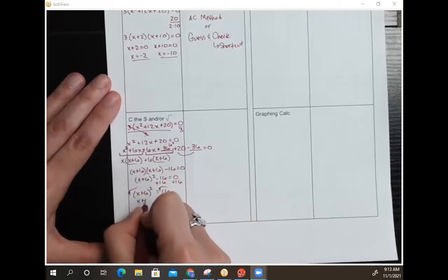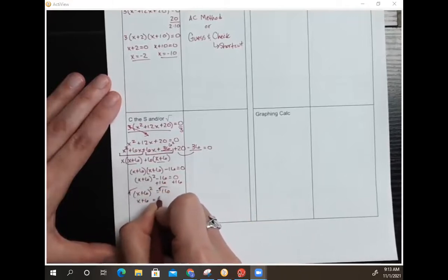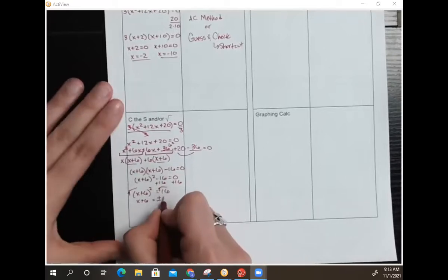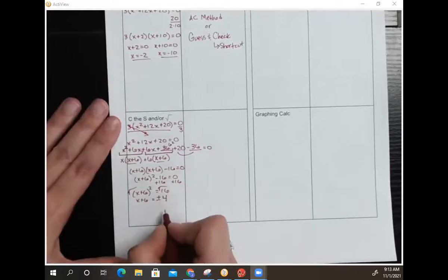So I get x plus 6 equals, since I took a square root, plus or minus. And do we know the square root of 16? What? You did 16 squared. Other way. 4? You did way harder math than you needed to do. Okay, so plus or minus 4.